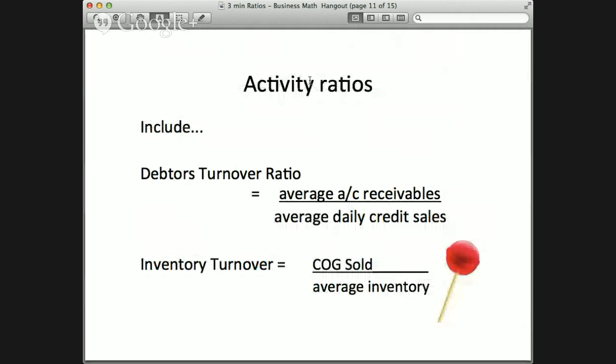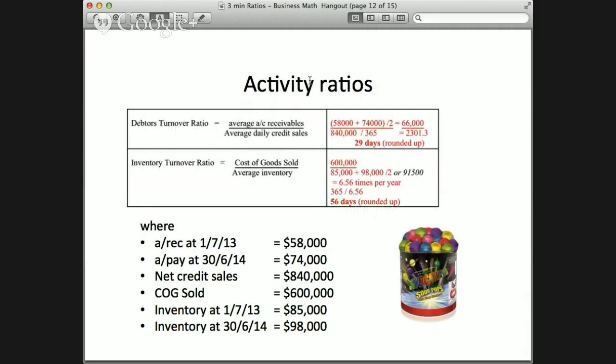The activity ratios are the next one. These are ratios that monitor the activity, or lack of it, in your business. The debtors turnover ratio is the average accounts receivable over your daily credit sales. And the inventory turnover is cost of goods sold over the average inventory. Let's look at those a little deeper.